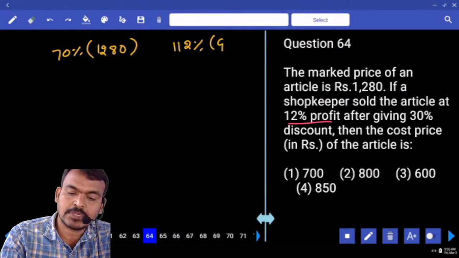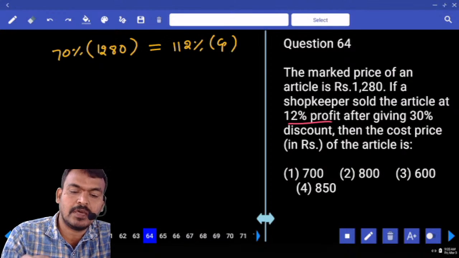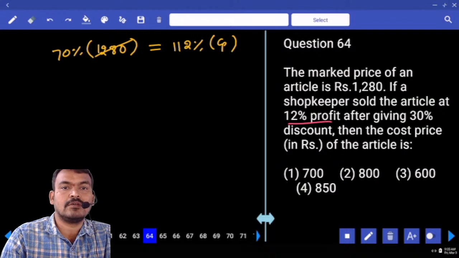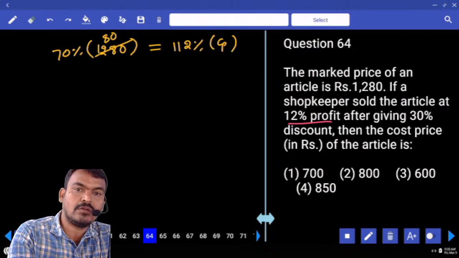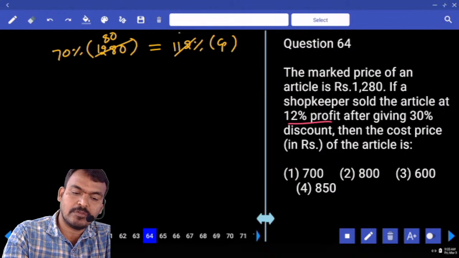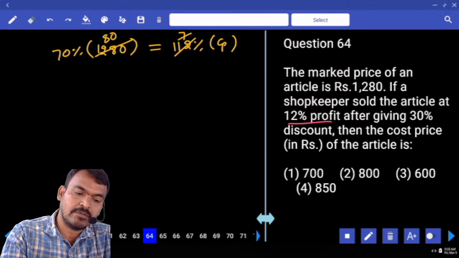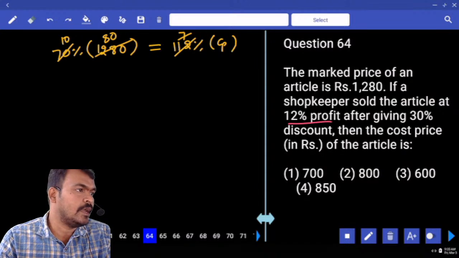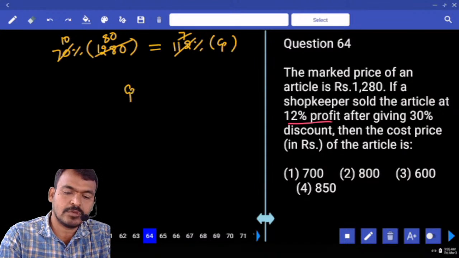Selling price is 112% of cost price. Both are equal. 16 times 80 is 1280, 16 8s are 128. 16 times 7 is 112. 7 times 10 is 70. So 10 into 80 is 800. Then the cost price is 800.